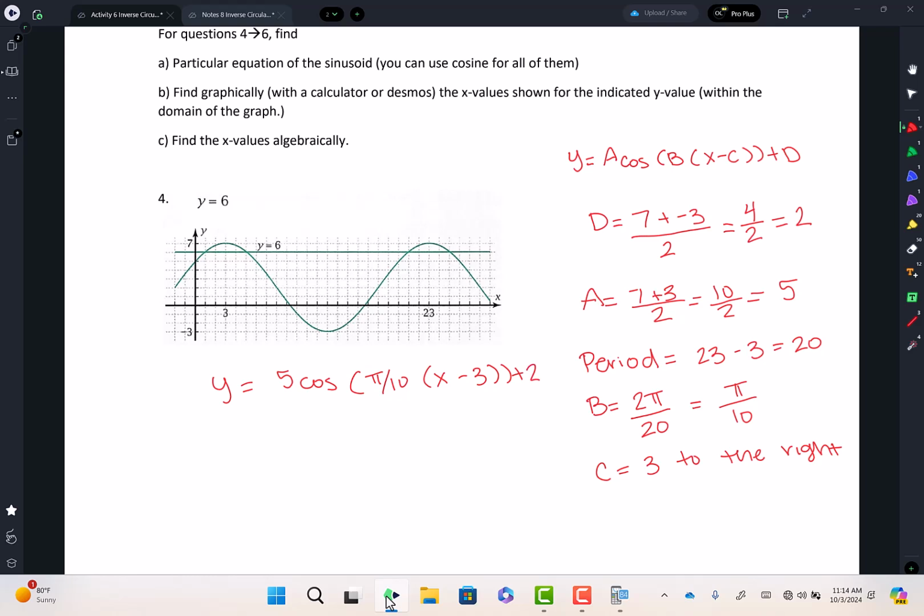Yeah, everything looks good to me. 2 plus 5 is 7. 2 minus 5 is -3. Yeah, I think we're good. Good job.